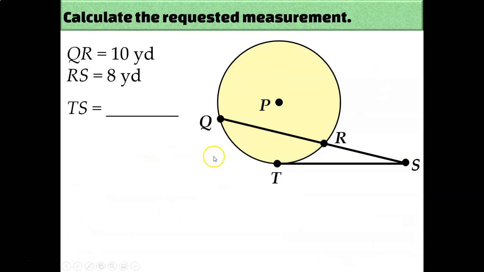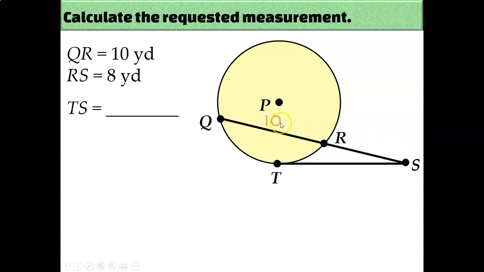On the next example, we have a secant segment intersecting a tangent segment. QS is a secant because it intersects the circle twice and it extends outside of the circle. TS is a tangent segment because it only intersects the circle once. And what we know about tangent segments and secant segments is that if you square the tangent segment, it's equal to the product of the secant segment and its external segment.